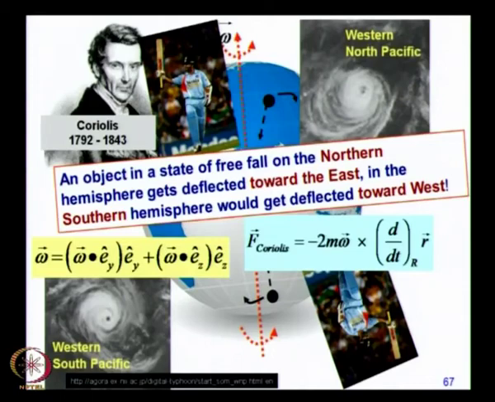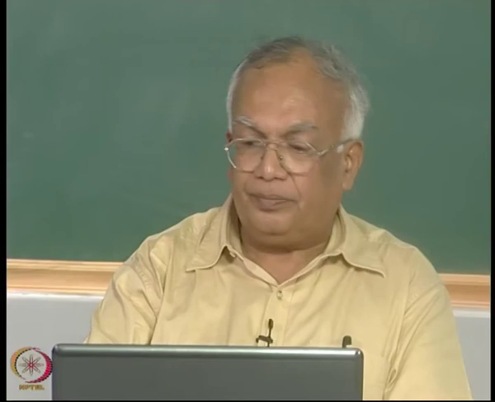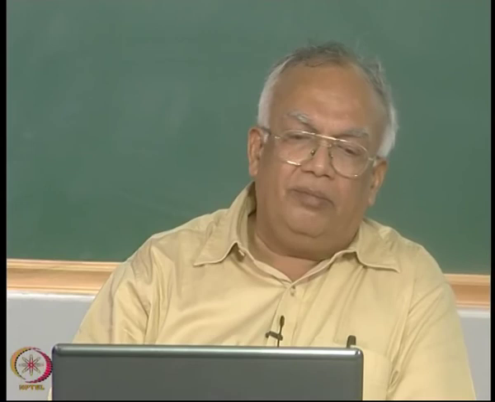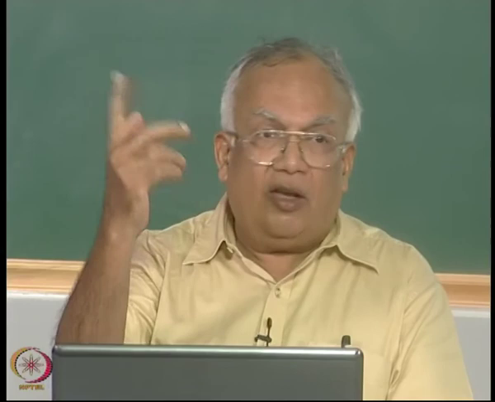And as a result of this deflection, the cyclones, for example, the whirlpools that you see in the northern hemisphere and the southern hemisphere, one goes clockwise, the other goes anticlockwise, for exactly this reason. So it has important effects. And at a latitude of 60 degrees, an object falling through 100 meters undergoes a deflection of about 1 centimeter. So it's quite significant. And that is a reason for these cyclonic storms and all.